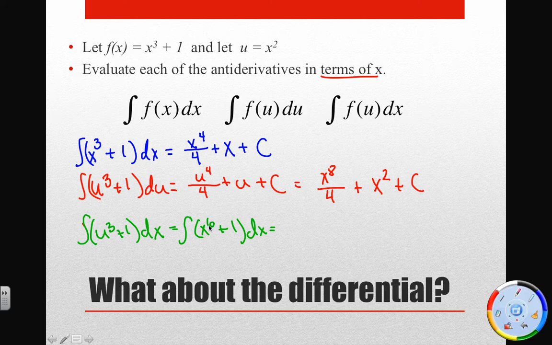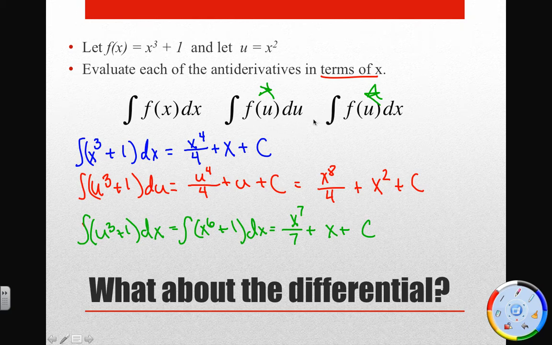The antiderivative of x to the 6th is x to the 7th over 7 plus x plus c. So you notice how these are very, very different. Just finding the antiderivative of f of x, pretty straightforward. But really, this and this are what's super important.